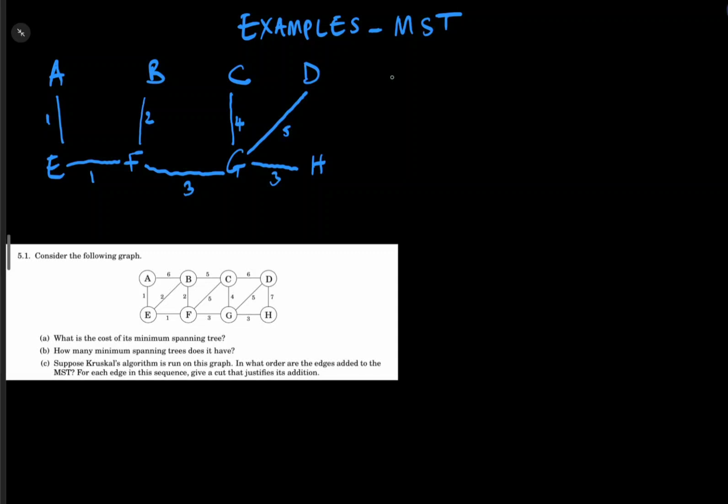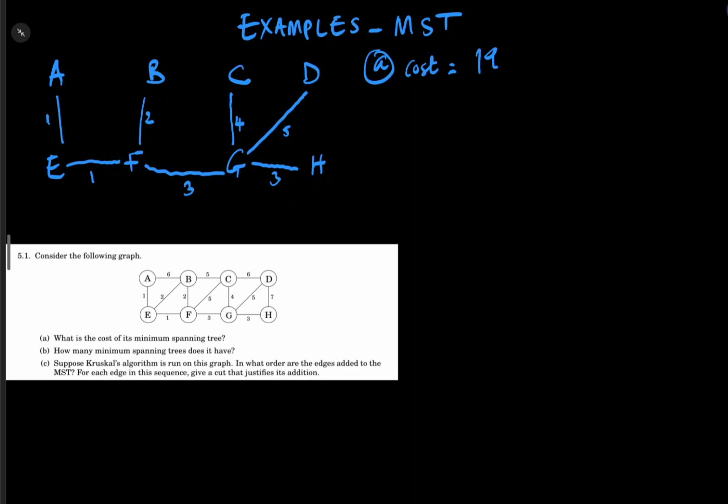So what is the cost? Let's answer the A question, the cost. We are going to be adding the cost of all edges. That would be 1 plus 1 plus 2 plus 3 plus 4 plus 5 plus 3. What do you have? I have 19. So the cost of the minimum spanning tree is 19.